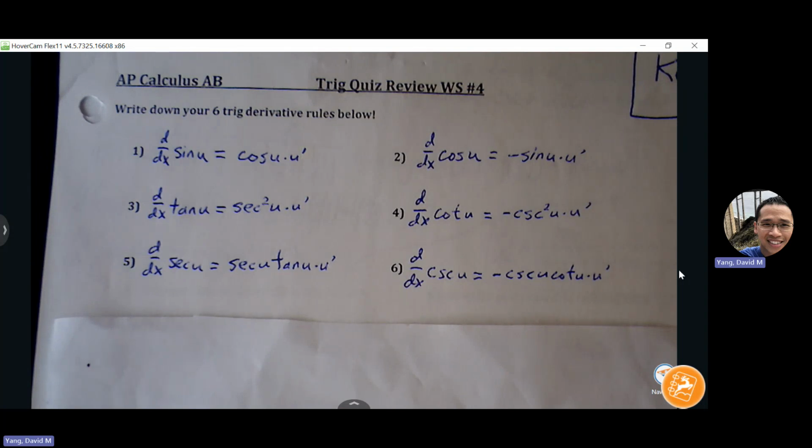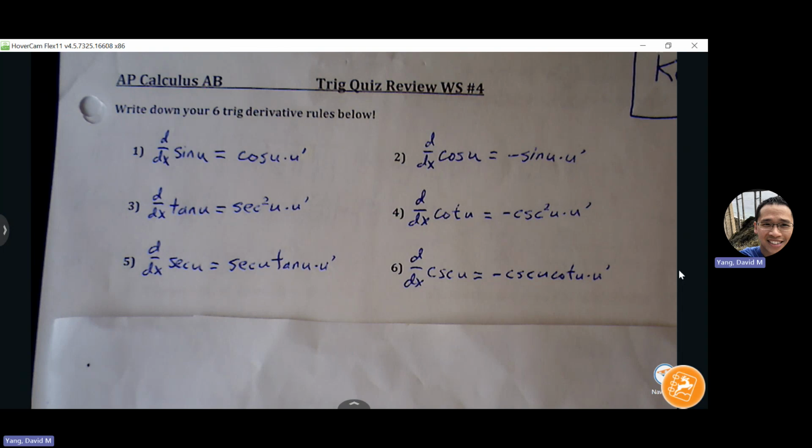I like to have them in 2 columns here: sine, tangent, and secant. And then your C functions are all laid out alphabetically: cos, cot, csc. All your C functions produce negative derivatives. 1 and 2 look similar to each other, right? They just involve each other. Sine is cosine, cosine is negative sine.